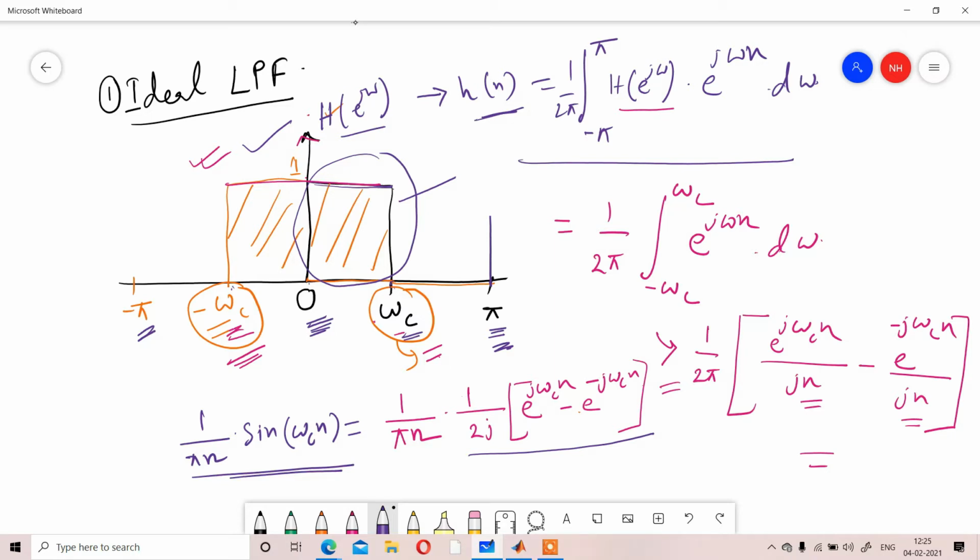That the filter that we have considered is an ideal low pass filter, and if we check its spatial domain representation, or simply the time domain representation of that ideal low pass filter, we are getting 1 by pi n sin ω_c n. What is the meaning of that?